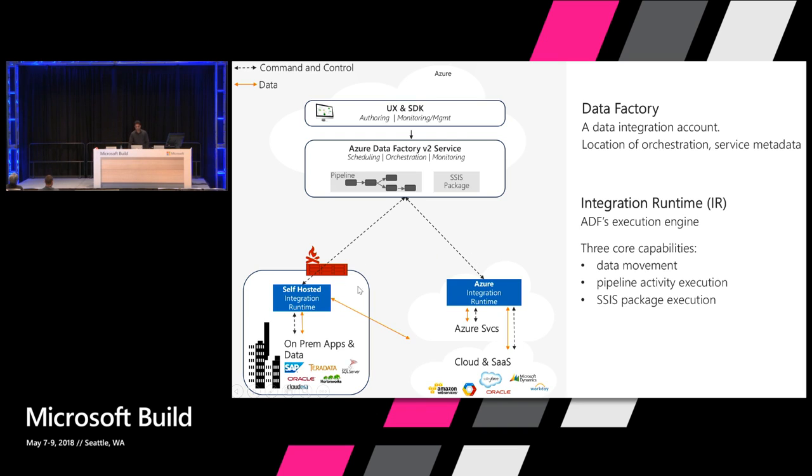Then the second form of integration runtime that we have is what we call a self-hosted integration runtime. This integration runtime is a piece of software that you install on a machine that has direct line of sight to your on-prem environment and to Azure. So anytime you want to do hybrid data integration, you will use the self-hosted integration runtime. And this integration runtime can be installed in Azure or any cloud that you want.